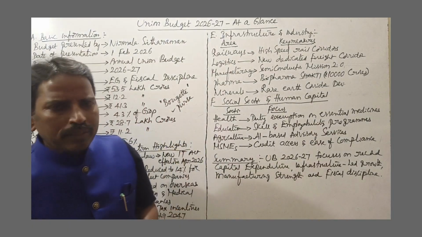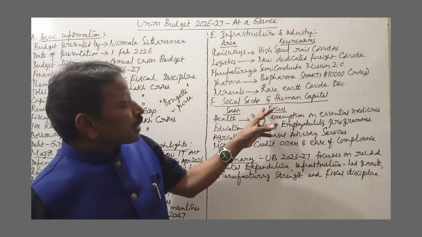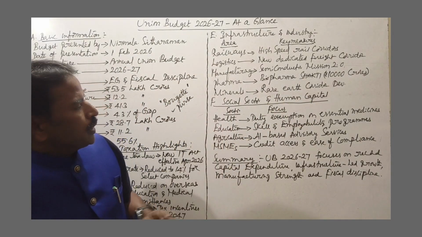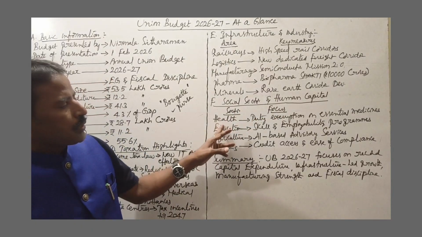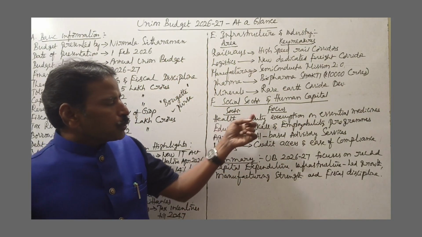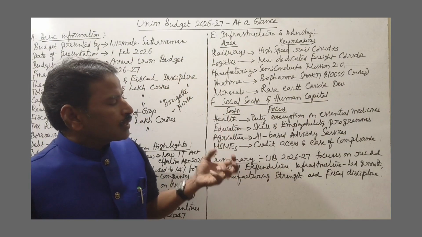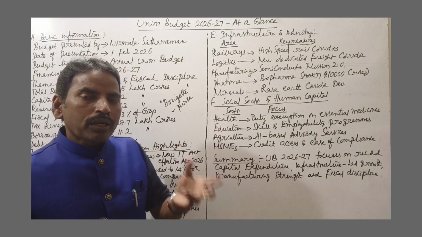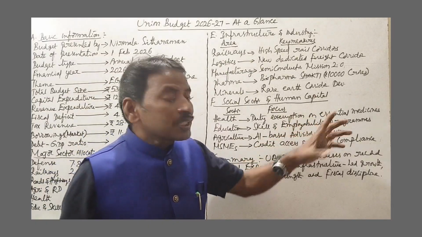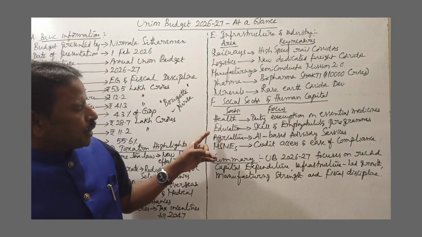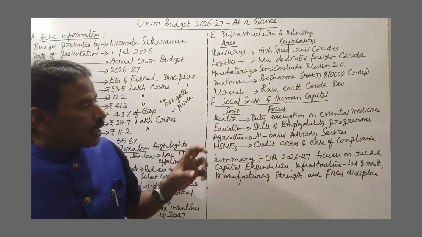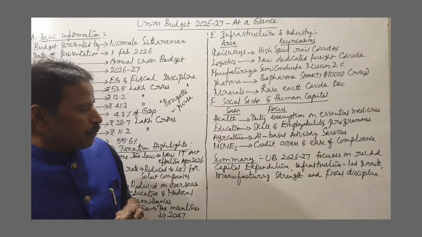Next, social sector and human capital. Sector focus. Health: duty exemption on essential medicines. Duty means tax levied on exports or imports of production, and it is exempted on essential medicines. Next, education: skill and employability programs focus.